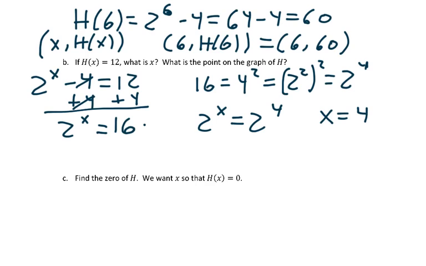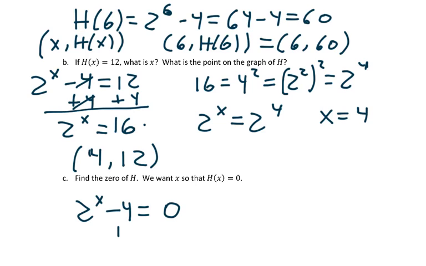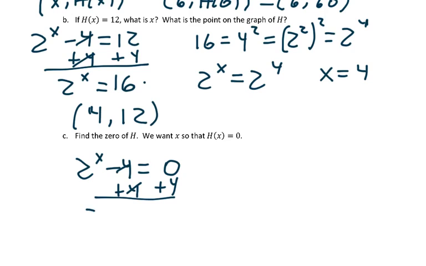Okay. So now for the point on the graph, it's just like up here, instead of 6 though, we have 4. So we're going to have 4, comma, h of 4, which is 12. Now here we want to find x, so h of x is 0 if there is a solution. So we have 2 to the x minus 4. When is that equal to 0? Well, if we add 4 to each side, these cancel. We get 2 to the x is 4. So from here, now 4 we know is a power of 2. We know 4 is 2 squared, so we get x must be 2. And that's our solution.